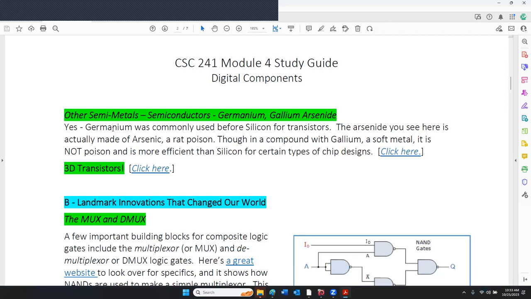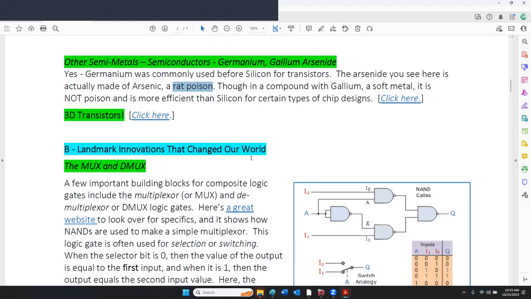We did talk about germanium and arsenic, right? And arsenic is actually used in rat poison, but in combination with germanium, it becomes a semiconductor that's useful for building certain kinds of CPUs.